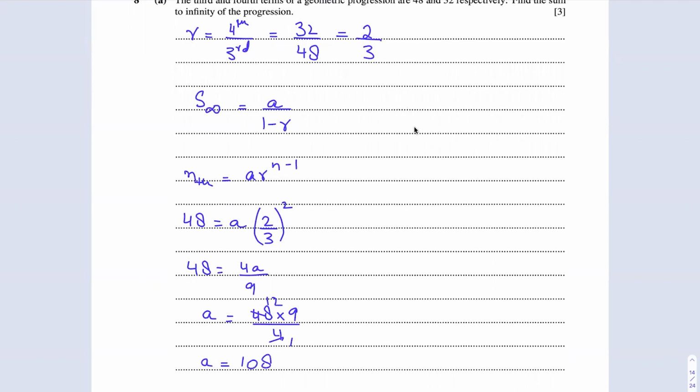So the sum to infinity will be 108 upon 1 minus 2 upon 3. Substituting this in the calculator, we get the sum to infinity as 324.